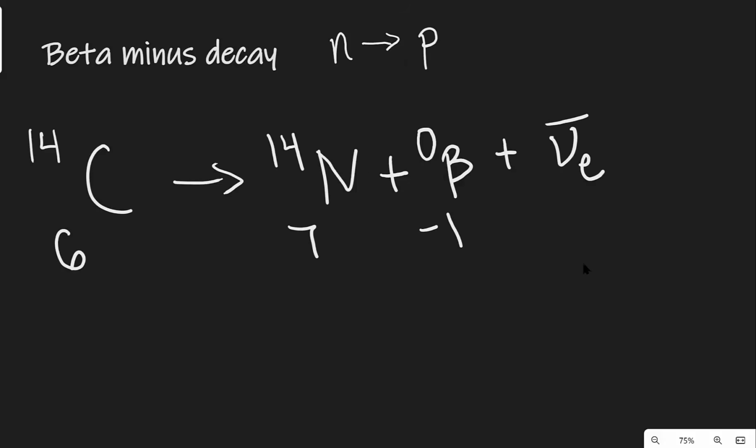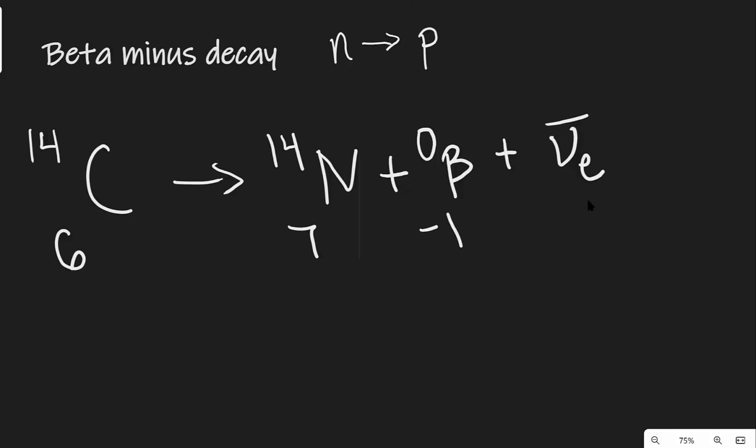A couple of tips to remember: every time we have a beta minus decay equation, obviously we get the beta particle, which is just an electron. The nucleon number will always remain the same because a neutron will turn to a proton, meaning that this number here is constant, and this number, the proton number, will always go up by 1. We're also going to get the antineutrino.